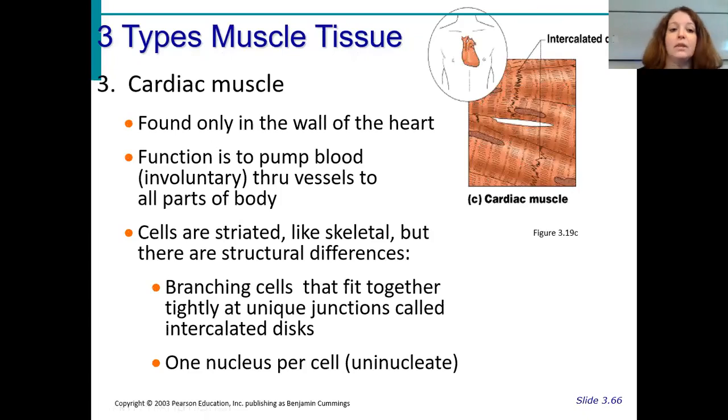Cardiac muscle, found only in the walls of the heart, functions as the pump for blood. They are striated like skeletal muscle, but they are branched. They have branches like this, and then they have these things called intercalated discs that run through them. You can definitely see that in a microscopic slide. And it's one nucleus per cell. So like, but different.